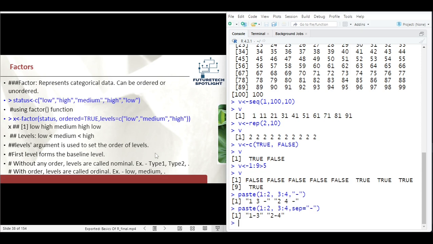Ordered data means we are having order like 1, 2, 3 or good, better, best or low, medium, high, just written over here. And nominal data means there is no order in the data.